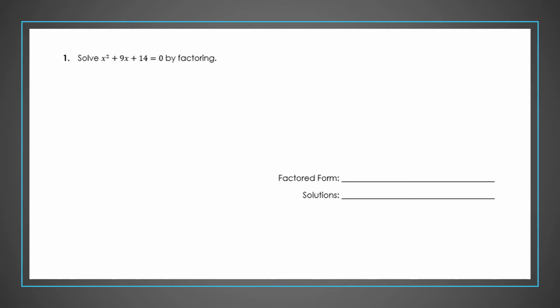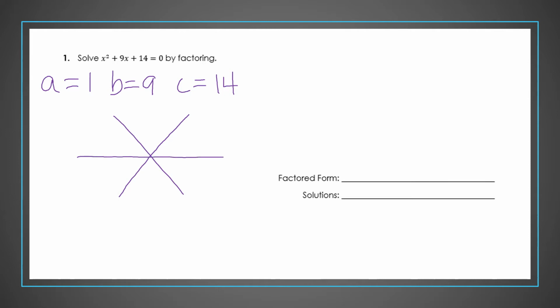Then we want to identify A, B, and C. A is your number in front of x squared, which is 1. B is your number in front of just x, which is 9. And C is your constant, which is 14. Make sure you are very aware of your signs and you include negatives if either A, B, or C is negative. The next thing we're going to do is create our star.